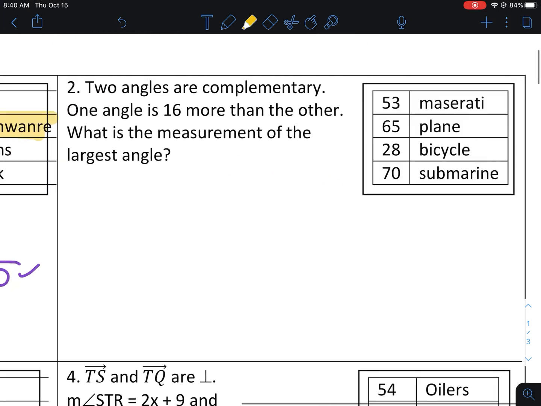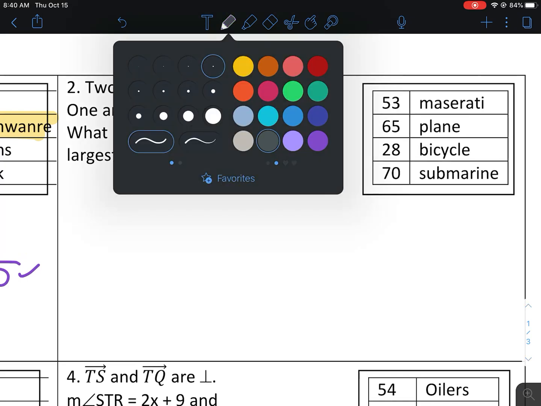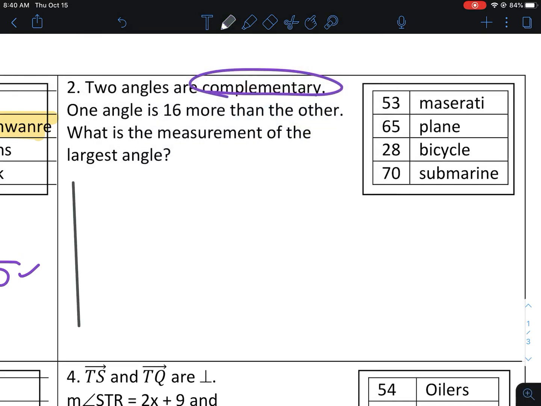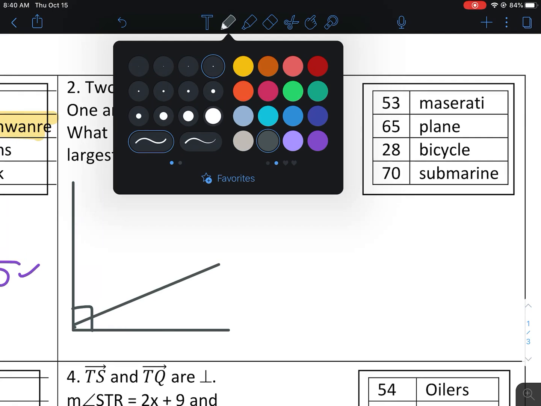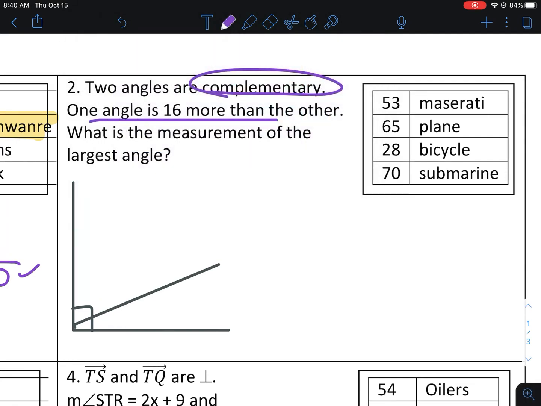Number 2. So again, we have two complementary angles. So I'm going to start by drawing a right angle. Complementary means 90 degrees, don't forget. So I'm going to go ahead and make my 90 degree there and split it into two angles like that. So now one angle is 16 more than the other. So let's call one angle x. The other is going to be 16 more than x. So that'll just be 16 plus x.